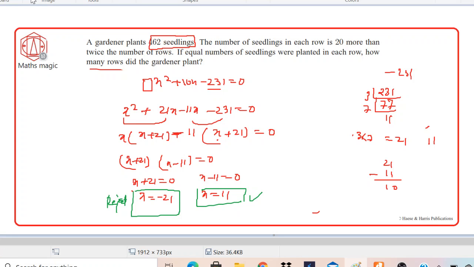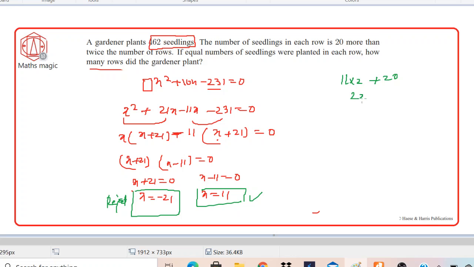Now you can cross check if it is working or not. So let's cross check this answer. It says that the number of seedlings in each row is 20 more than twice the number of rows. So we got the number of rows as 11. So 11 times 2 plus 20 is 22 plus 20, which is 42. Okay, we got the number of seedlings in each row.